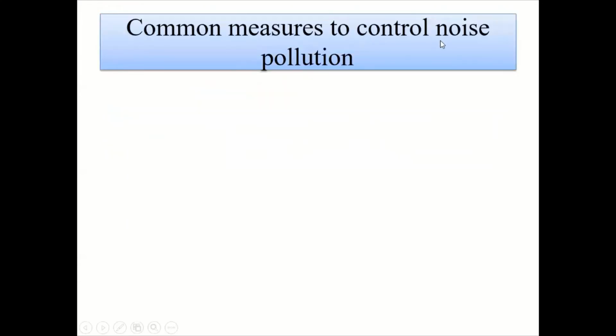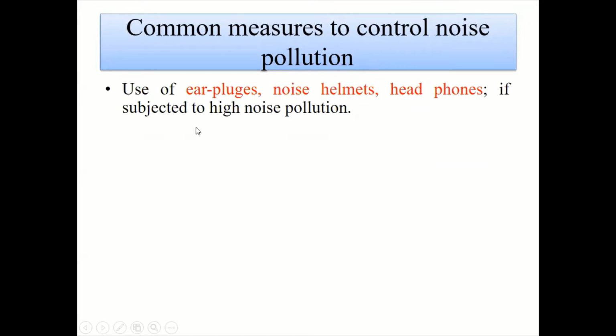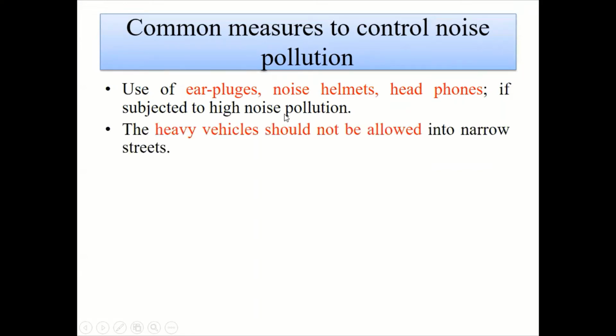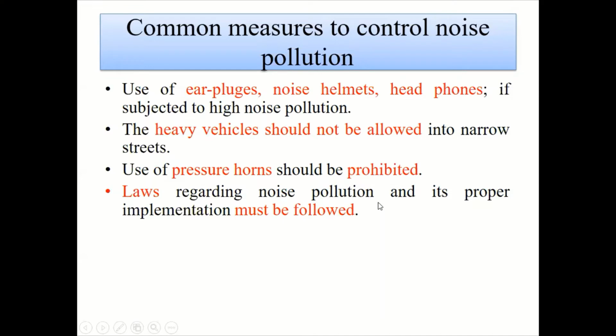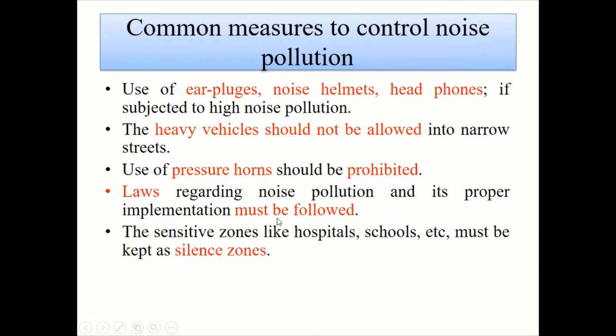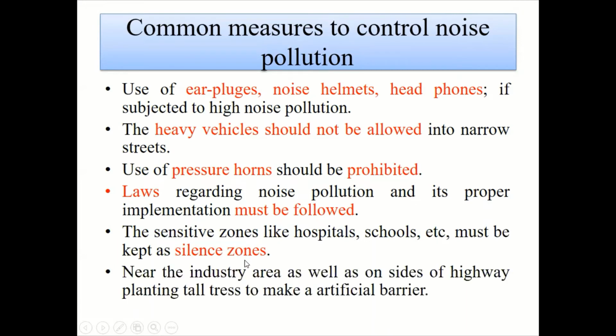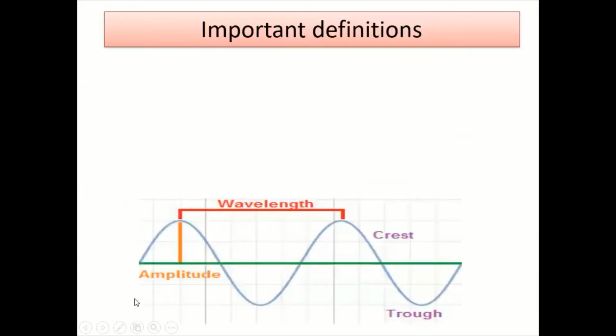emotional disturbance, then frustration, then irritation. So common measures to control noise pollution. Which measures can control the noise pollution? Use earplugs, noise helmets, headphones if subjected to high noise pollution. Heavy vehicles should not be allowed into narrow streets. Use of pressure horns should be avoided. Laws regarding noise pollution and their proper implementation must be followed. Sensitive zones like hospitals, schools, etc. must be kept as silent zones. Near the industry area as well as the side of highways, plant tall trees to make an artificial barrier.